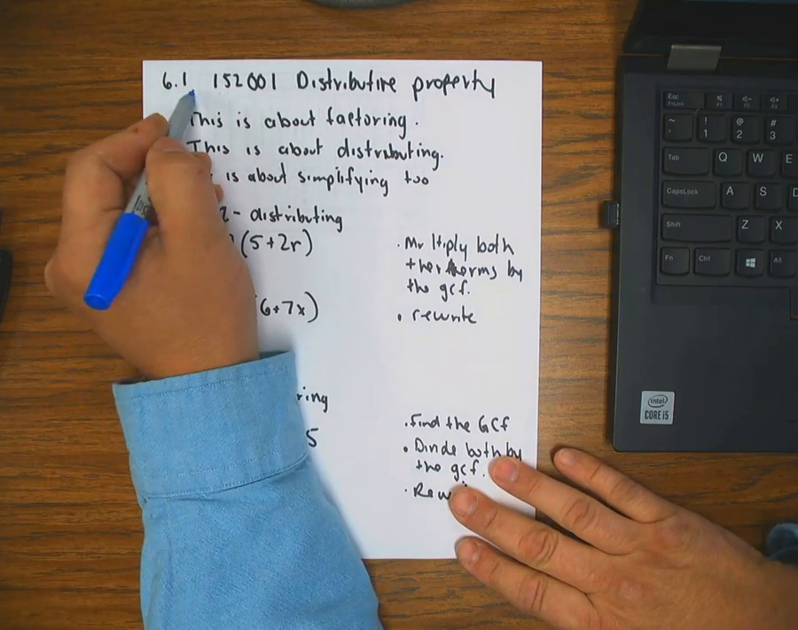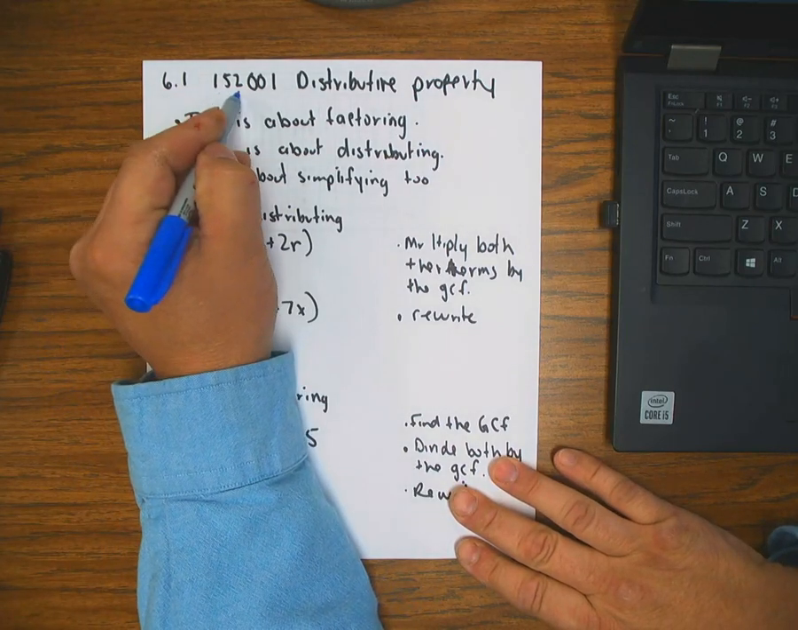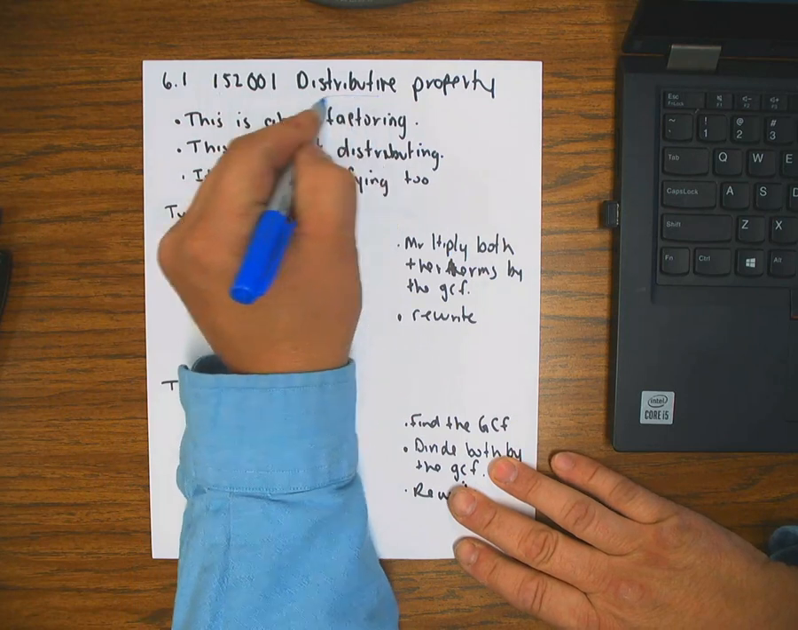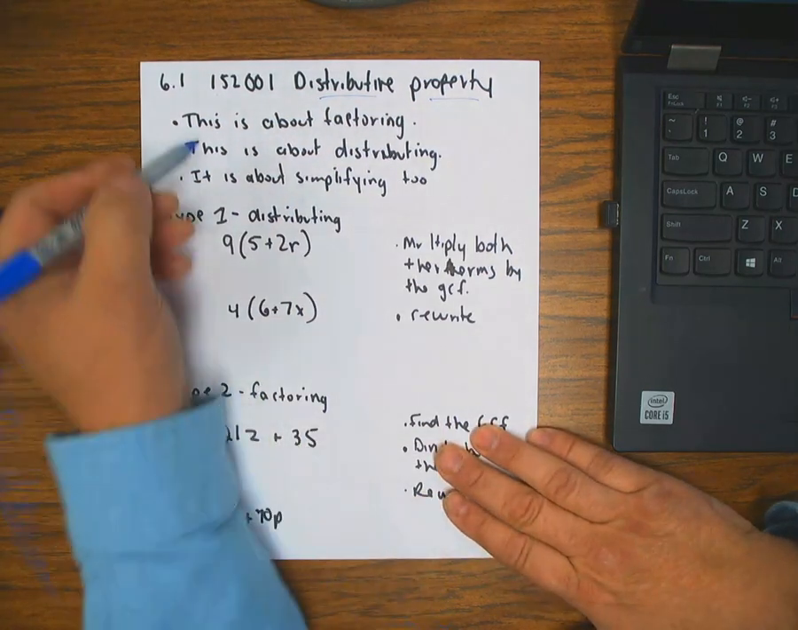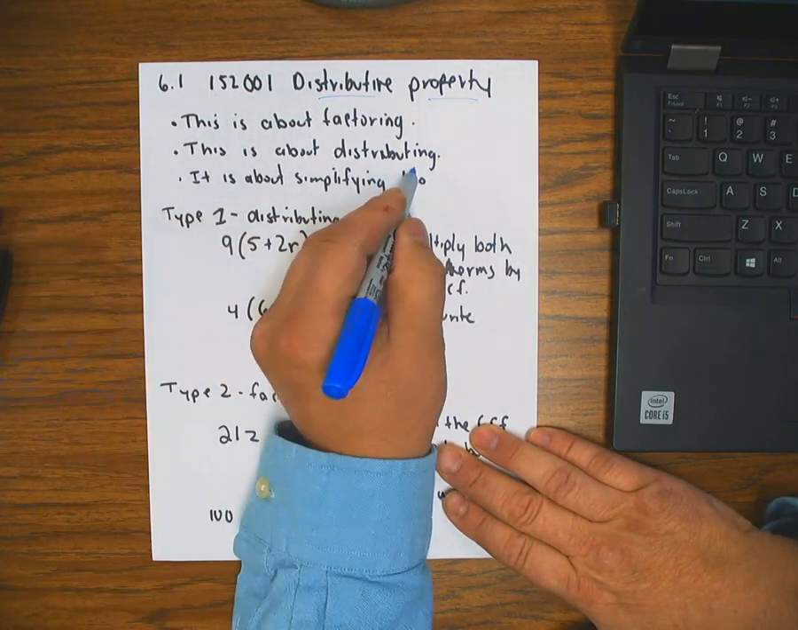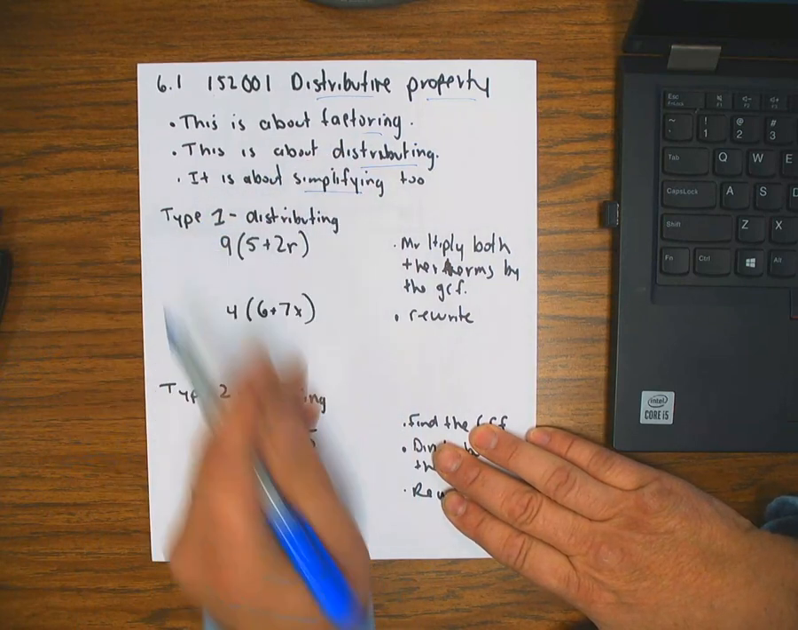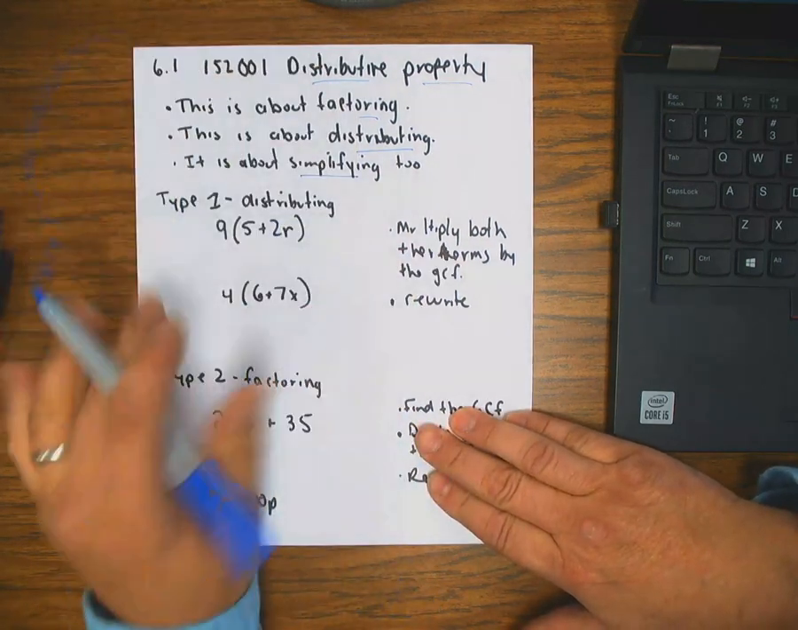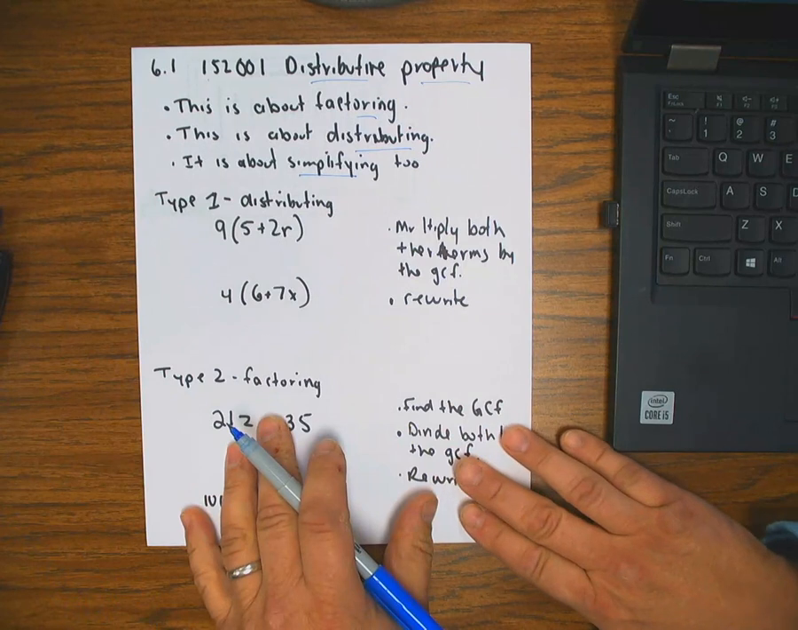This is 6.1, code number 152001. It's distributive property. This skill is about factoring, distributing, and it's also about simplifying. You will use this throughout your high school career with math.